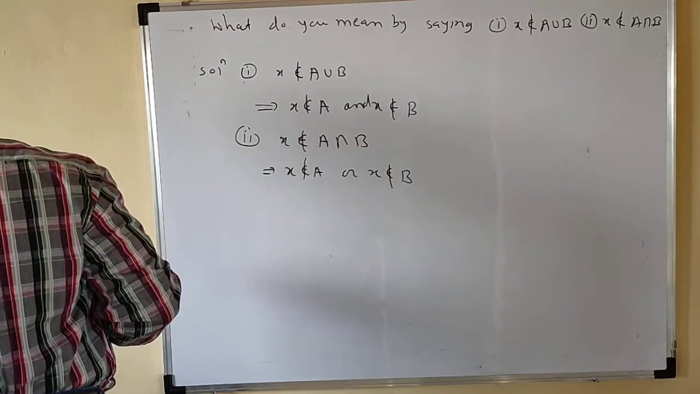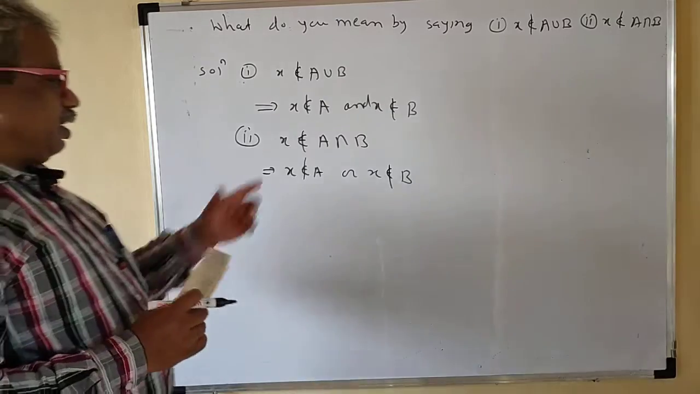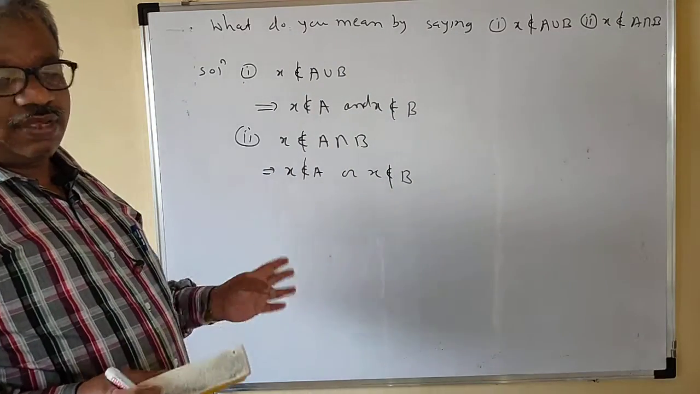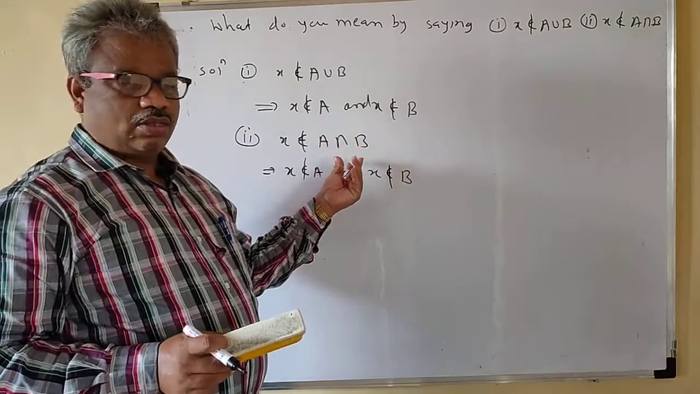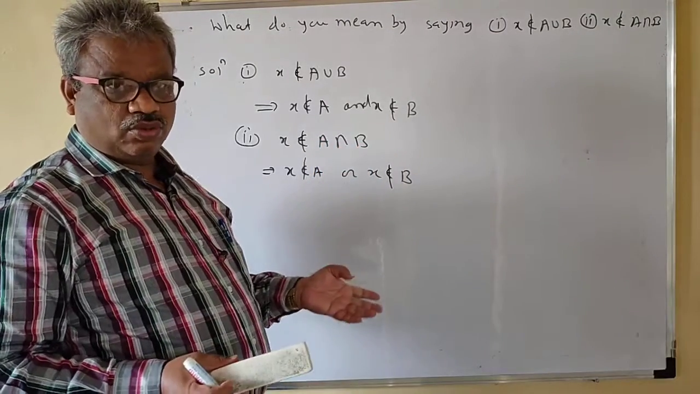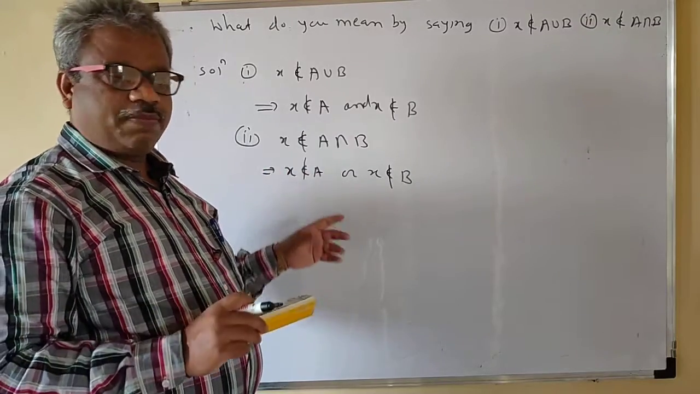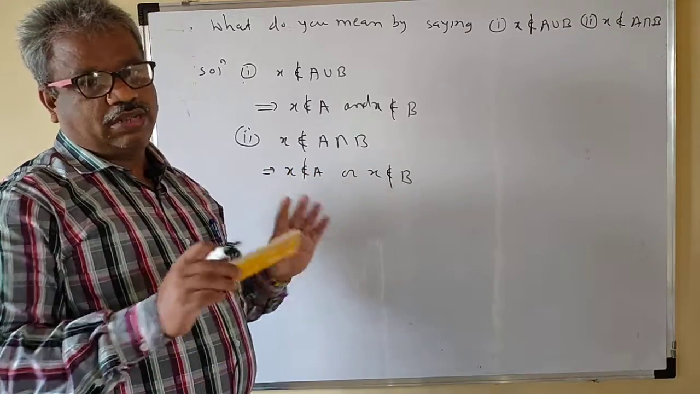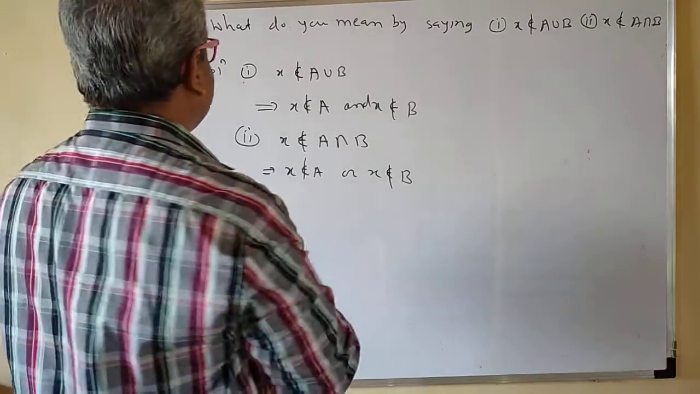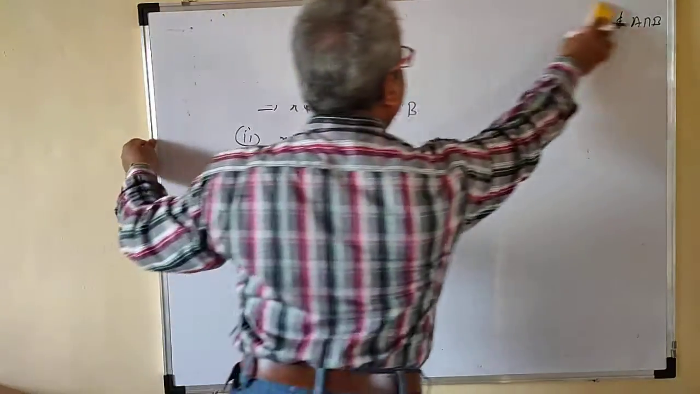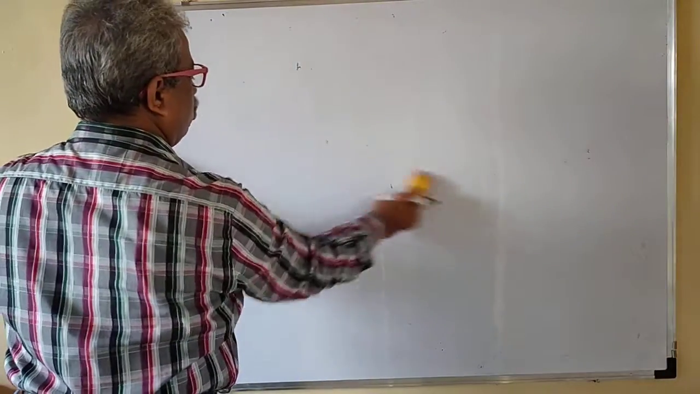It is not common. That means it is not in A or not in B. It is not common means it is not in both, right? So you cannot say that X is neither in A nor in B. It may be in A, may be in B, but not in both. So this is the meaning of X does not belong to the intersection and X does not belong to the union.